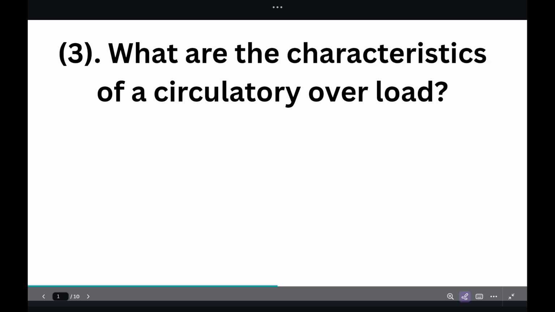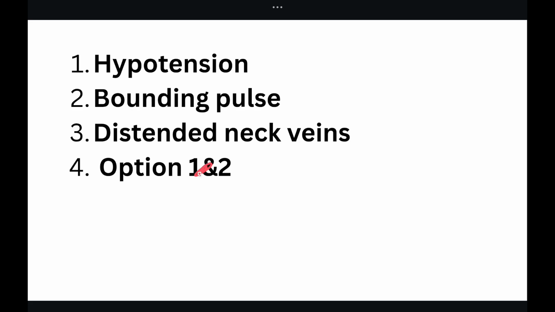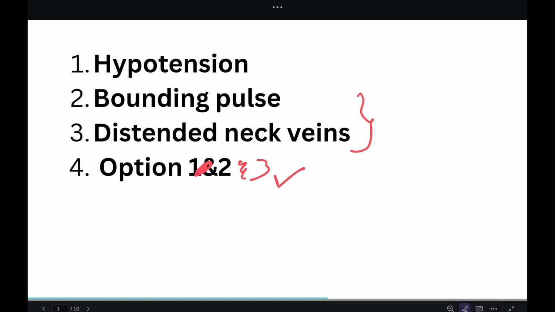Next question. What are the characteristics of a circulatory overload? The given options are hypotension, bounding pulse, distended neck veins, and option 2 and 3. The main characteristics of circulatory overload are bounding pulse and distended neck veins. So, the correct answer is option 4.